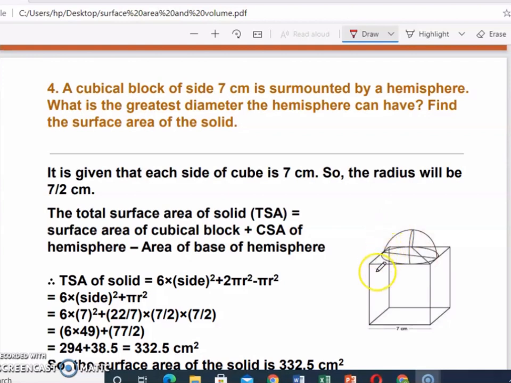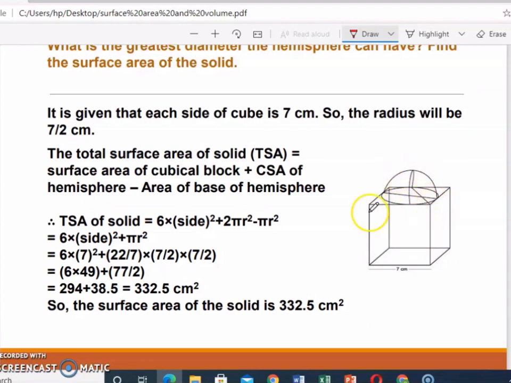Now here solid means this entire thing, including the cube and the hemisphere. So first part is that you have to say what is the maximum diameter of the hemisphere that can be placed on top of this. So since the side length of the cube is 7 centimeter, I cannot place a hemisphere which is exceeding the side of the cube. So the diameter of the hemisphere should be that much only. It cannot exceed 7 centimeter. That is the maximum diameter that can be. So radius will be 7 by 2 or 3.5 centimeter will be the radius of this hemisphere.